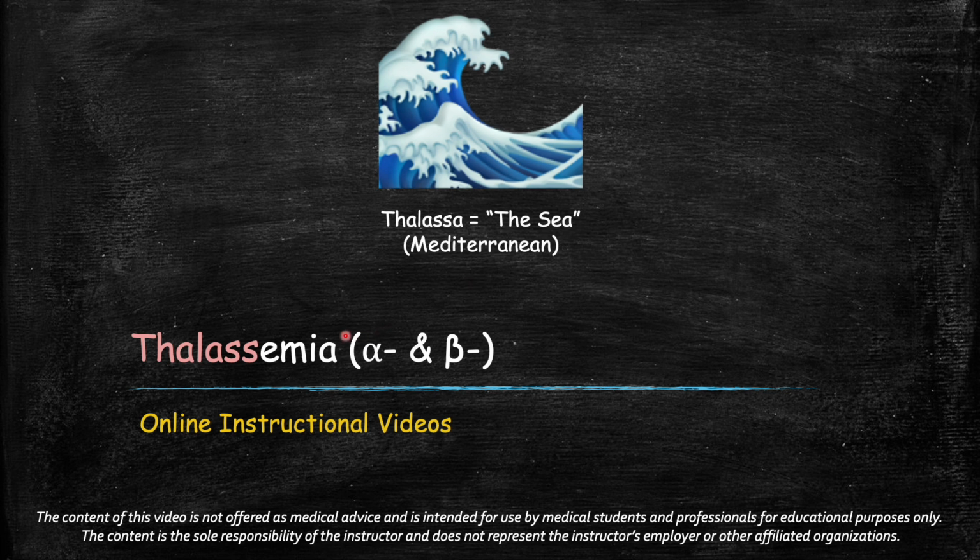Let's start with an interesting fact. The name thalassemia actually comes from an ancient Greek word called thalassa, which means the sea, and it actually referred to the Mediterranean Sea. And it's actually because certain types of thalassemia have a higher prevalence in people that are from the Mediterranean. So now, if you're ready to learn more about thalassemia, let's get started.